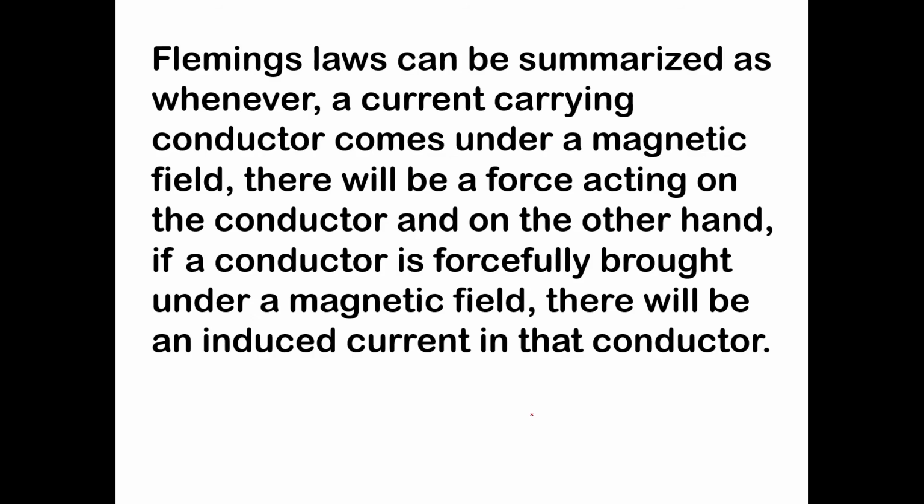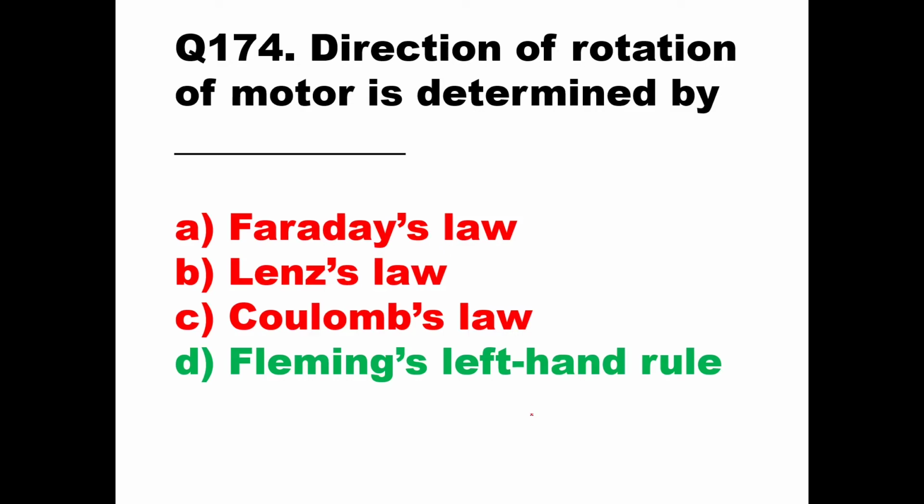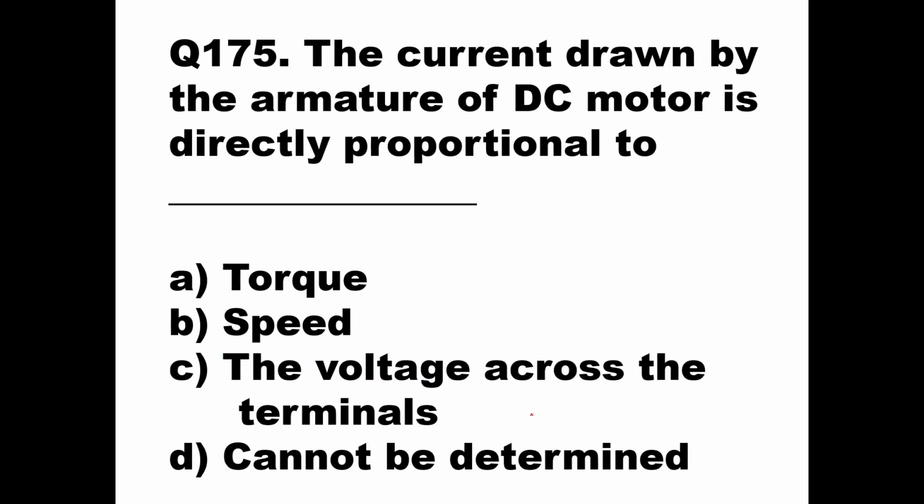Okay. So Fleming's laws can be summarized as: whenever a current carrying conductor comes under a magnetic field, there will be a force acting on the conductor. And on the other hand, if a conductor is forcefully brought under a magnetic field, there will be induced current in that conductor. So these considerations come under Fleming's law. So Fleming's left hand rule will decide the direction of rotation of a motor. So option D is the right answer over here. Then we'll go to the next question.